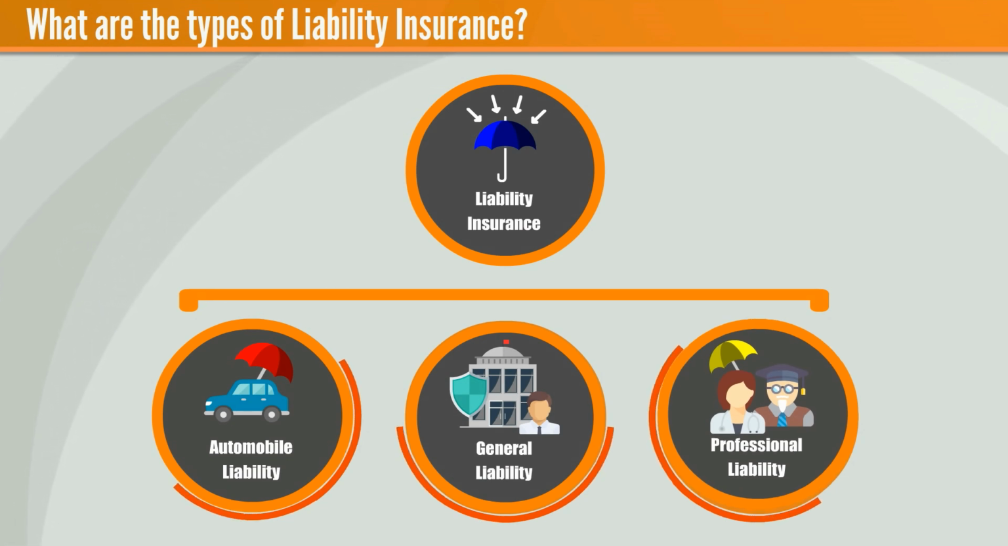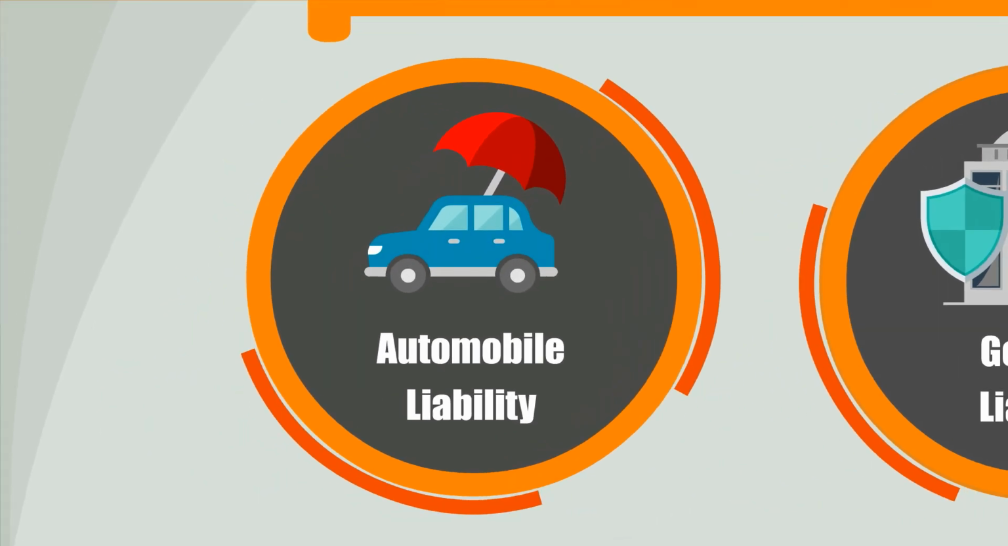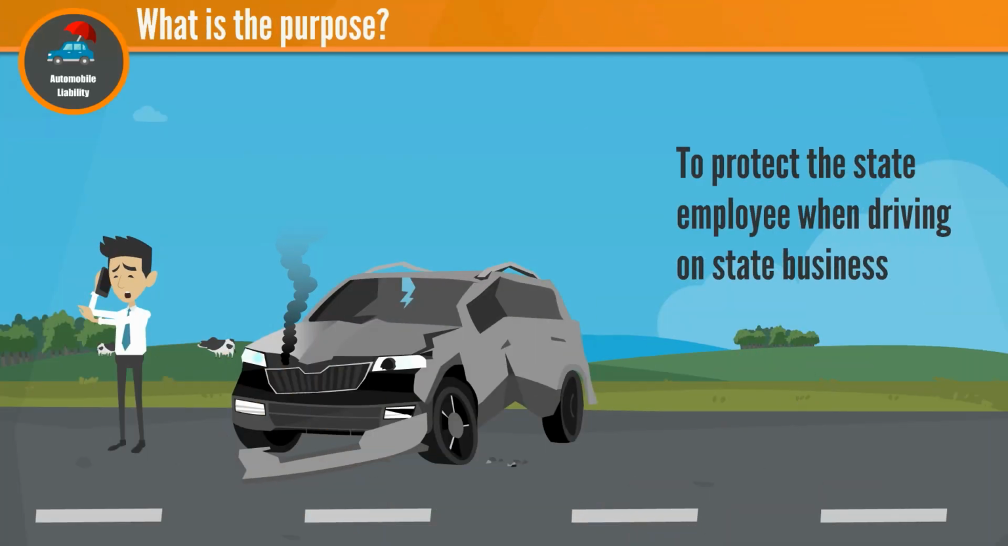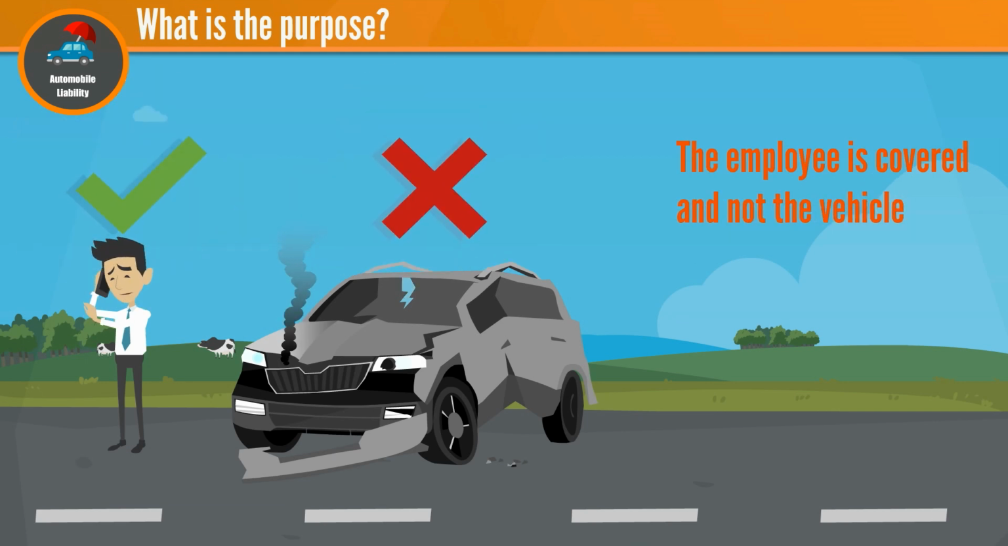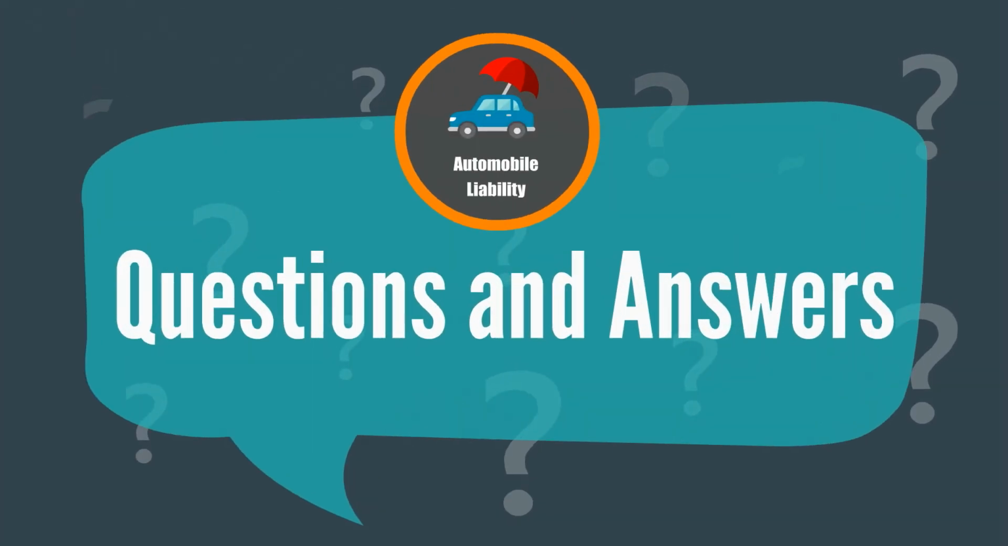First, we will focus on automobile liability. The purpose of the auto liability insurance coverage is to protect you, the state employee, if you are in an auto accident. This insurance is assigned to the employee and not the vehicle. State vehicle repair is handled through automobile physical damage coverage.